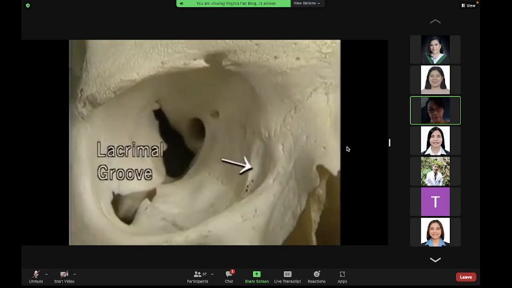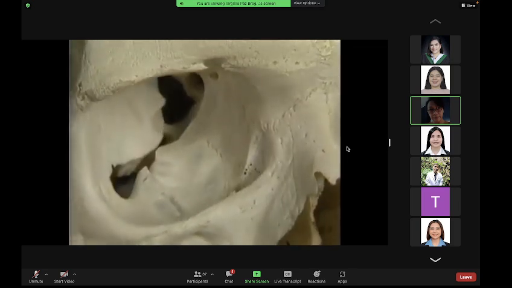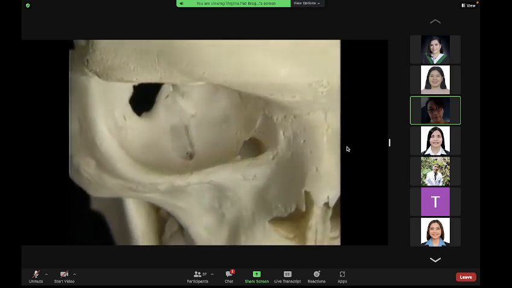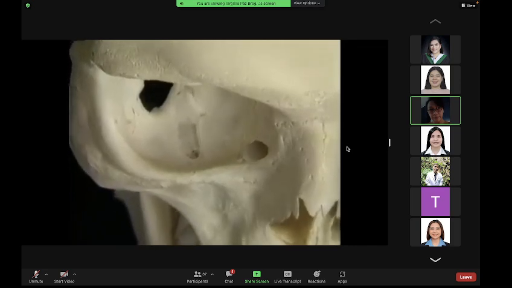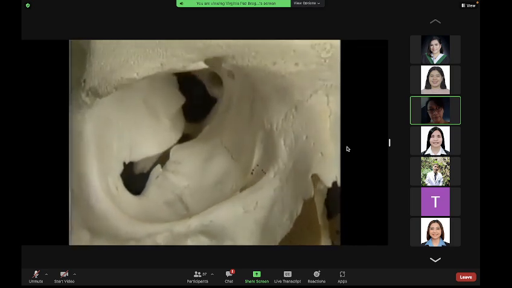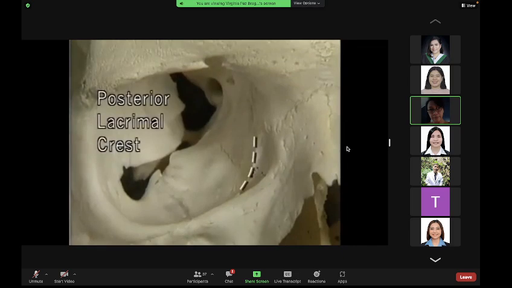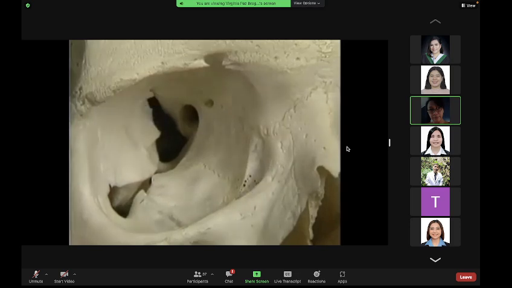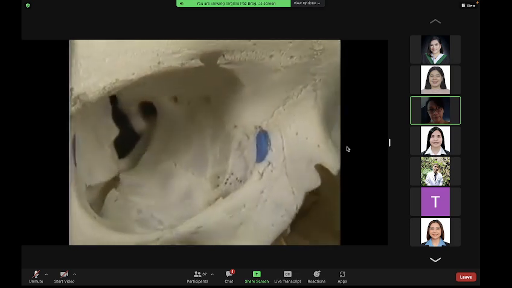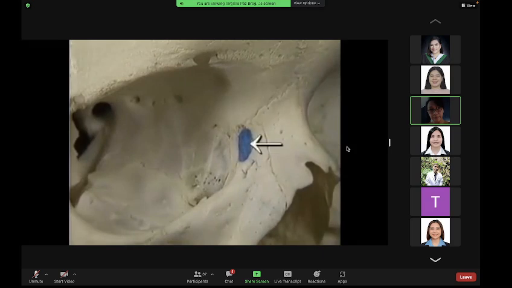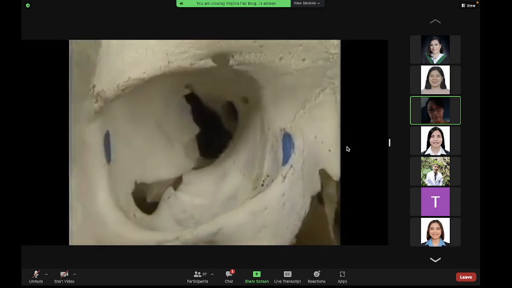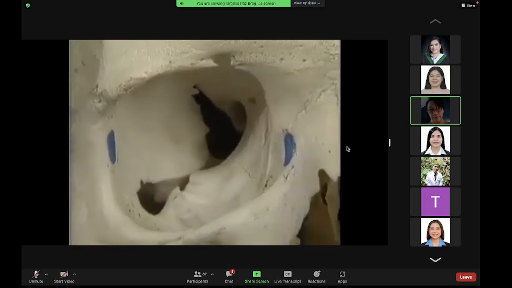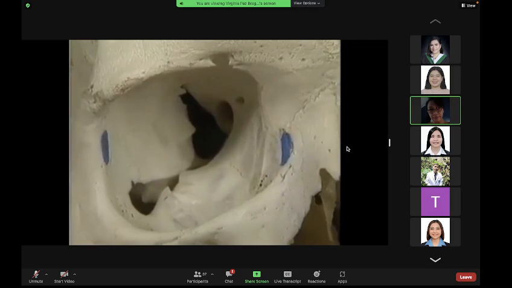This groove, the lacrimal groove, leads downwards into the opening for the nasolacrimal duct, which takes tears to the nasal cavity. The rim of the lacrimal groove is formed by the posterior lacrimal crest behind and the anterior lacrimal crest in front. The medial palpebral ligament is attached here, the lateral one here. The palpebral ligaments hold many of the anterior structures of the orbit in place.